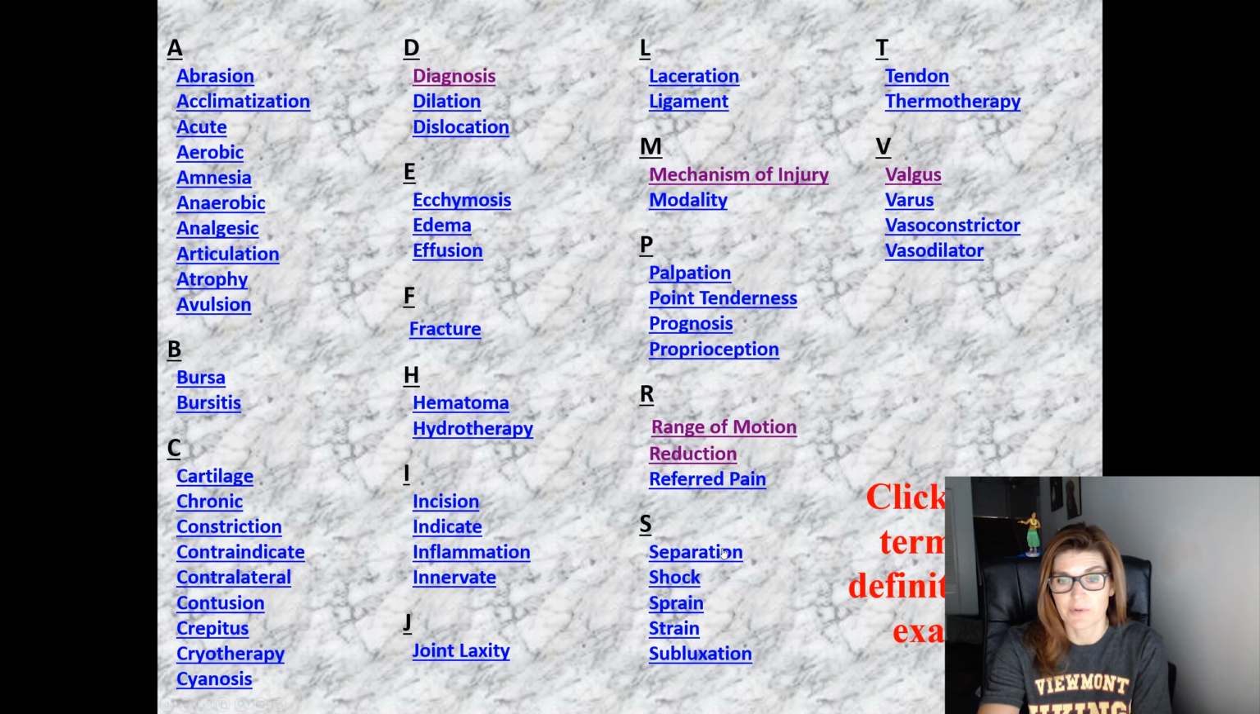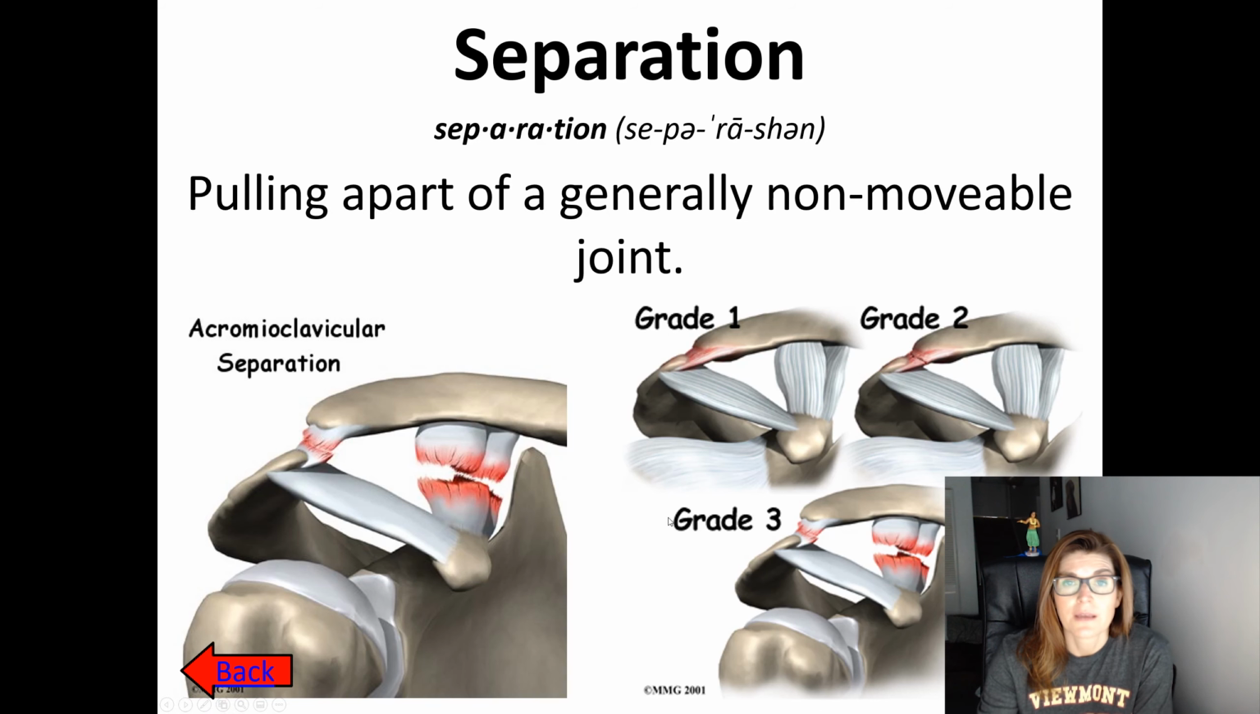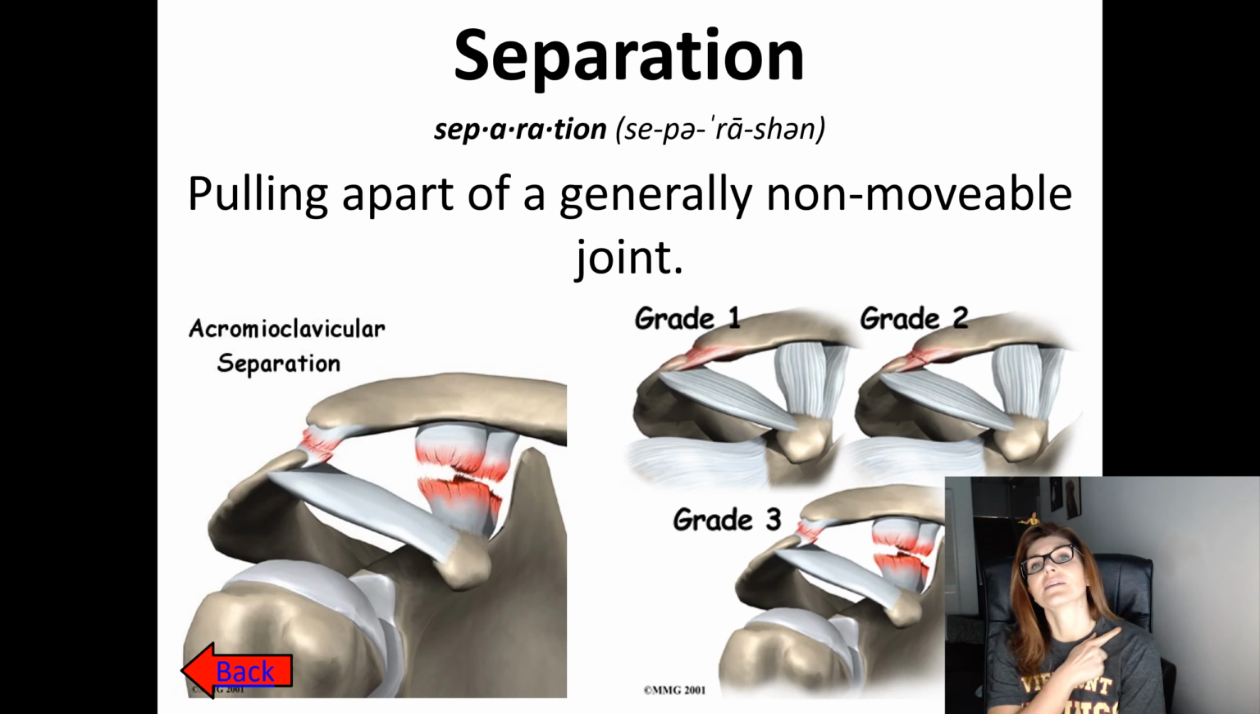So we're going to go to separation. Okay, so pulling apart of a generally non-movable joint. So we can see the AC joint here. So AC, this is the clavicle. It's going to come out here to the acromion, so the acromioclavicular joint. That's what it's showing you.